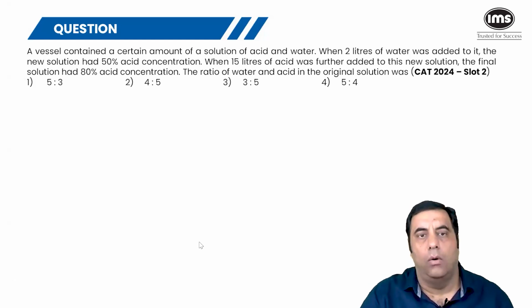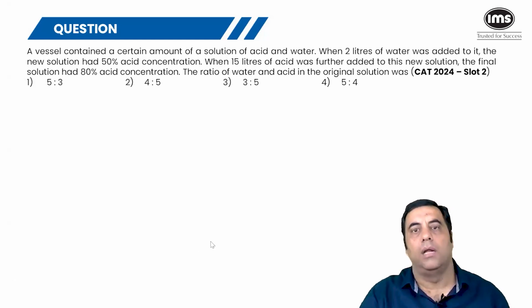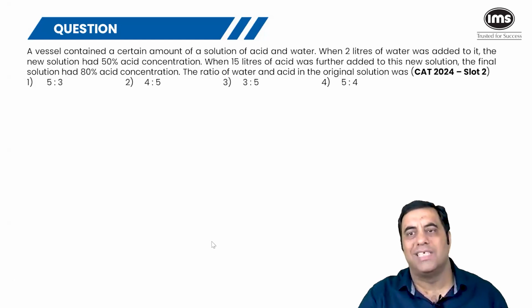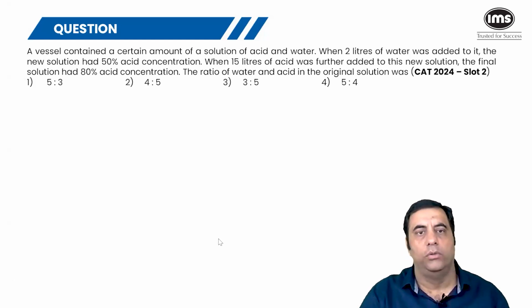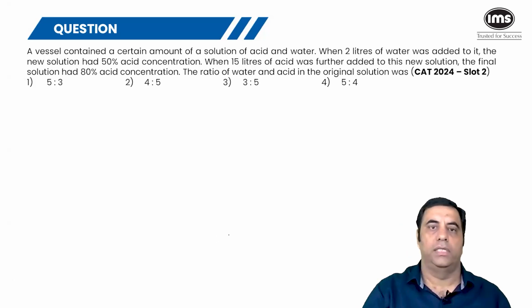It says, a vessel contained a certain amount of solution of acid in water. When 2 liters of water was added to it, the new solution had 50% acid concentration. When 15 liters of acid was further added to this new solution, the final concentration had become 80% acid concentration. The ratio of water and acid in the original solution is.